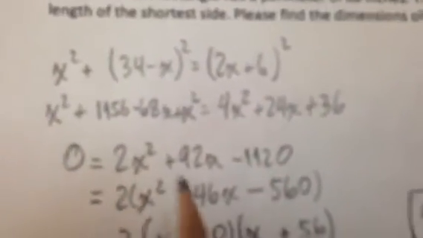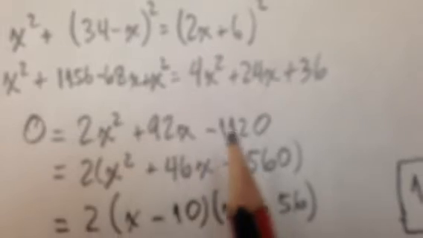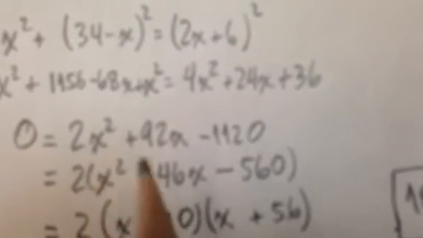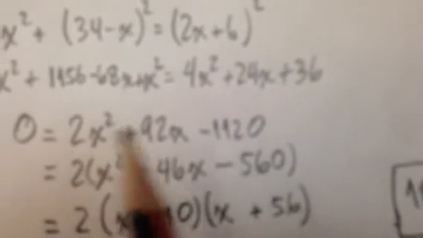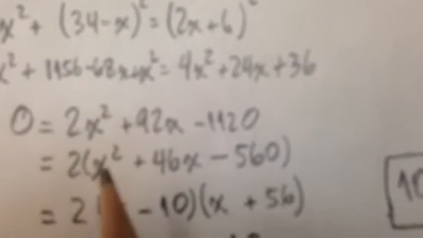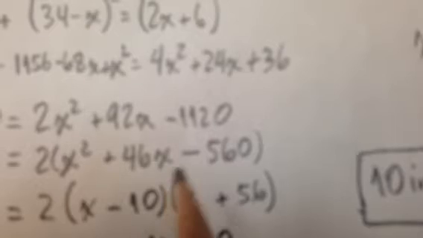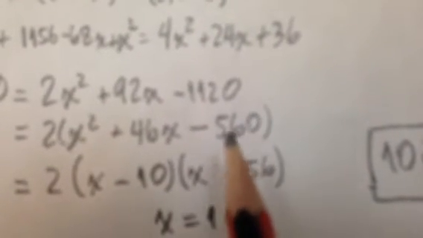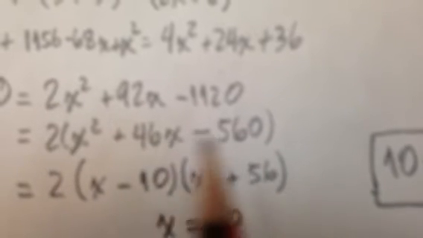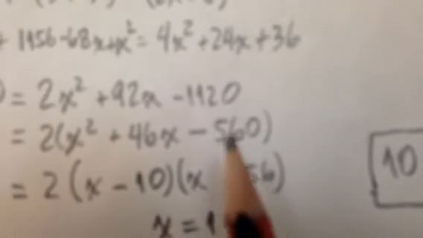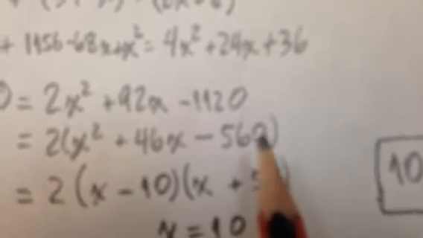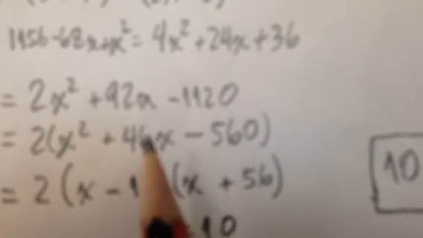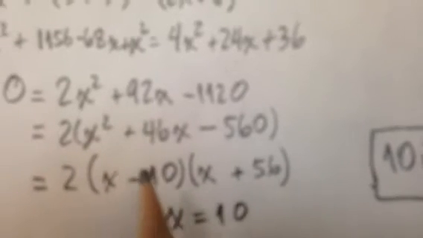Rounding everything up and setting it equal to 0 gives me this big old quadratic here, which I decide to make easier on myself by dividing everything by 2. So I factor the 2 out of each one of those terms. I get 2 times (x squared plus 46x minus 560). And after playing around for a while, I figured out that this does factor because 10 times 56 equals 560, and if I just subtract 10 from 56, I get positive 46. So there's the factorization of that thing.